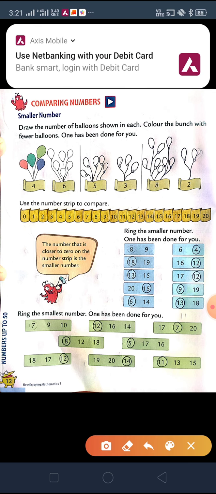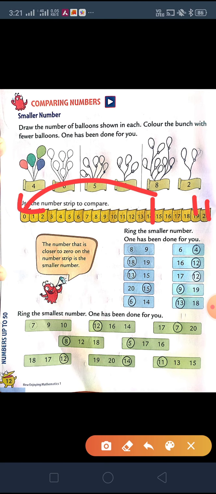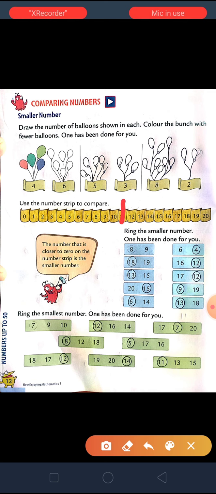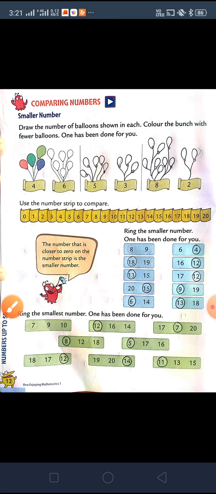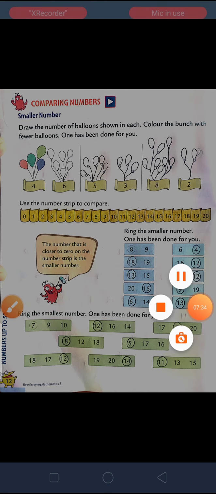Next is 19, 20 and 14. So 14 is closer to 0. So 14 will be the smallest number. Next is 11, 13 and 15. So 11 is closer to 0. So 11 will be the smallest number.